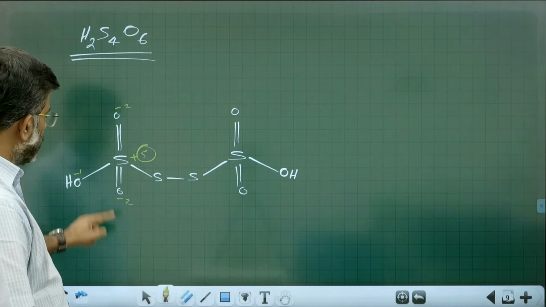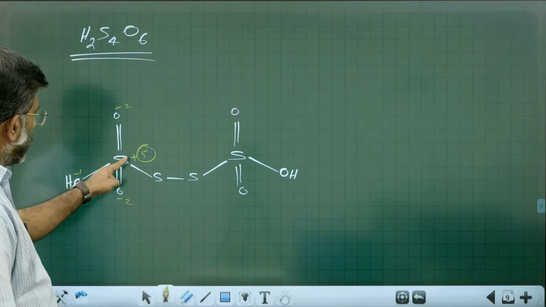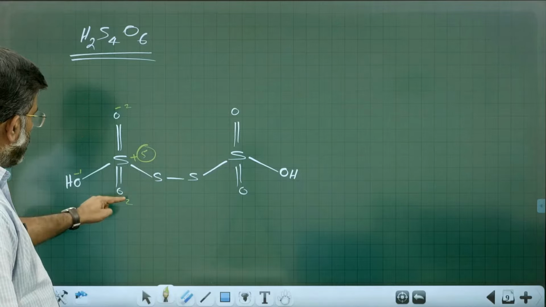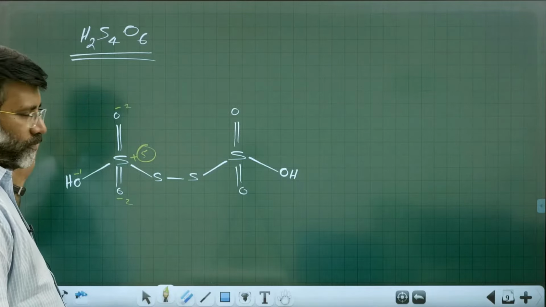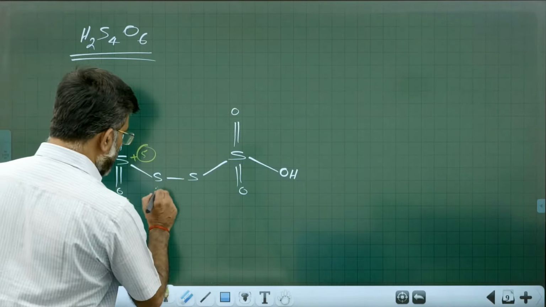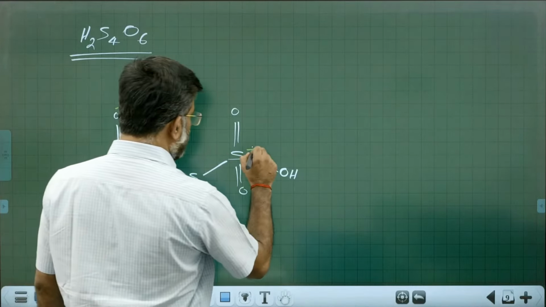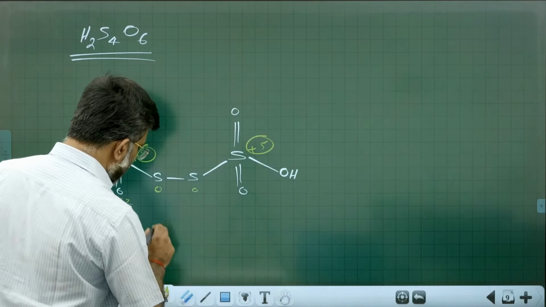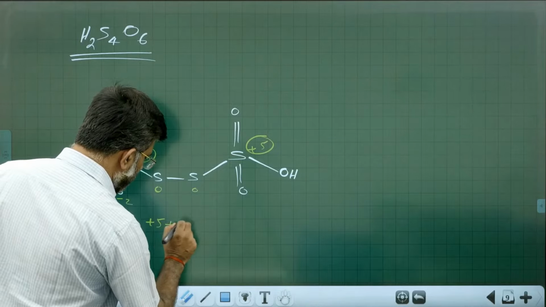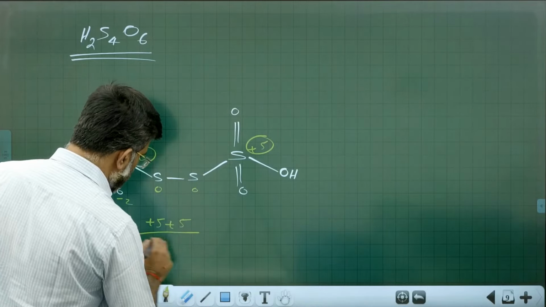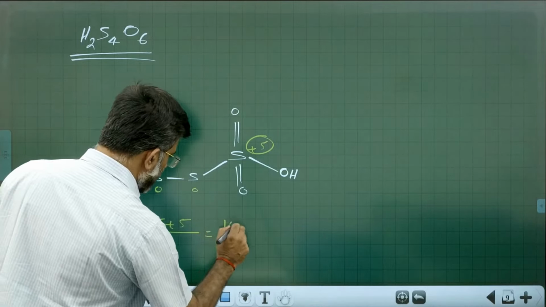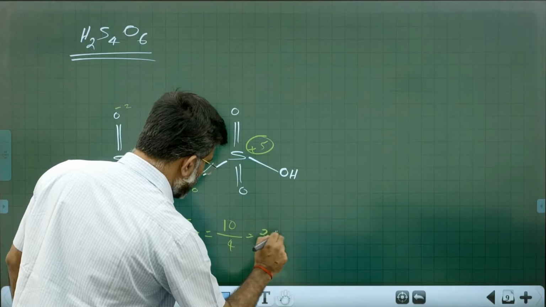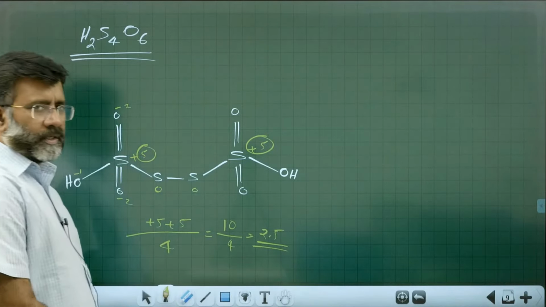-2, +2, -2, +2, -1, +1. So -2, -4, -5, +5, right? While these two sulfur will be 0 state, this sulfur will also be +5 state, and the average will be +5, 0, 0, +5 divided by 4. You get 10 by 4, that is 2.5, the average oxidation number.